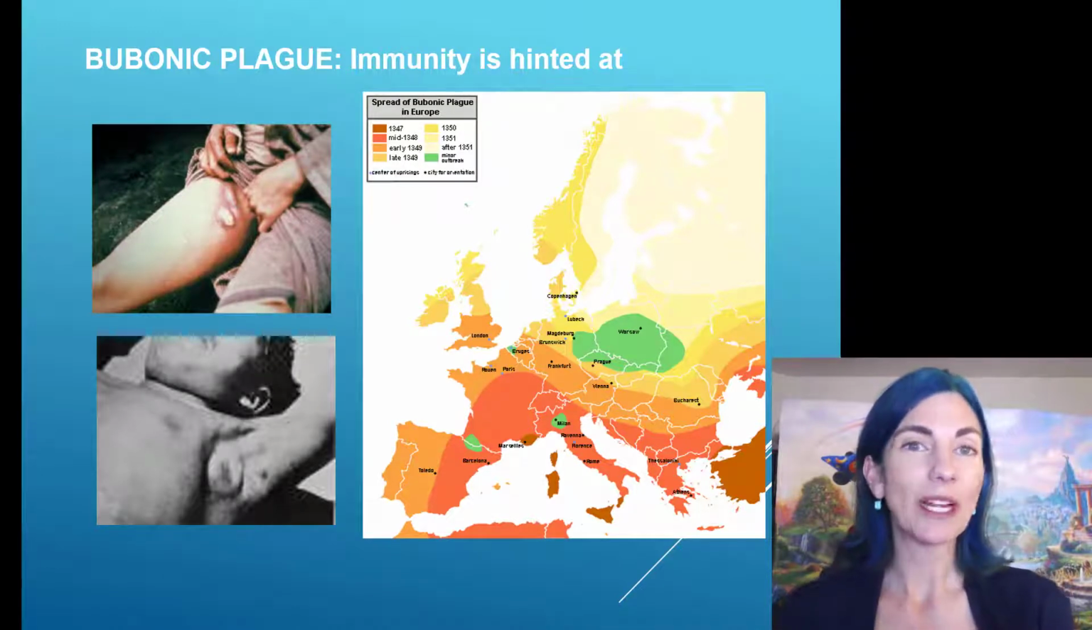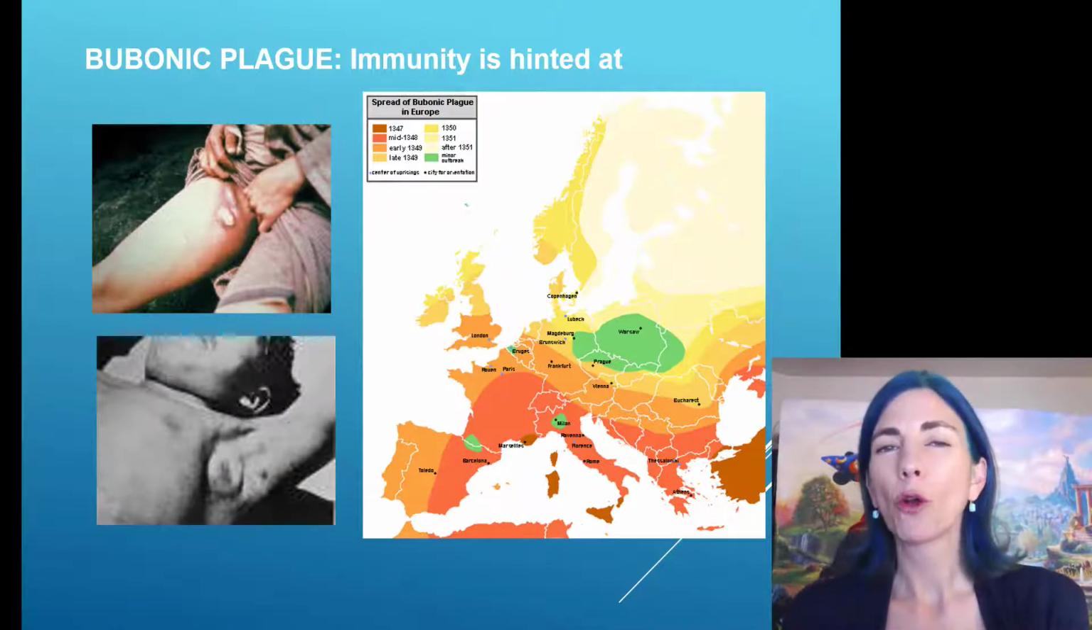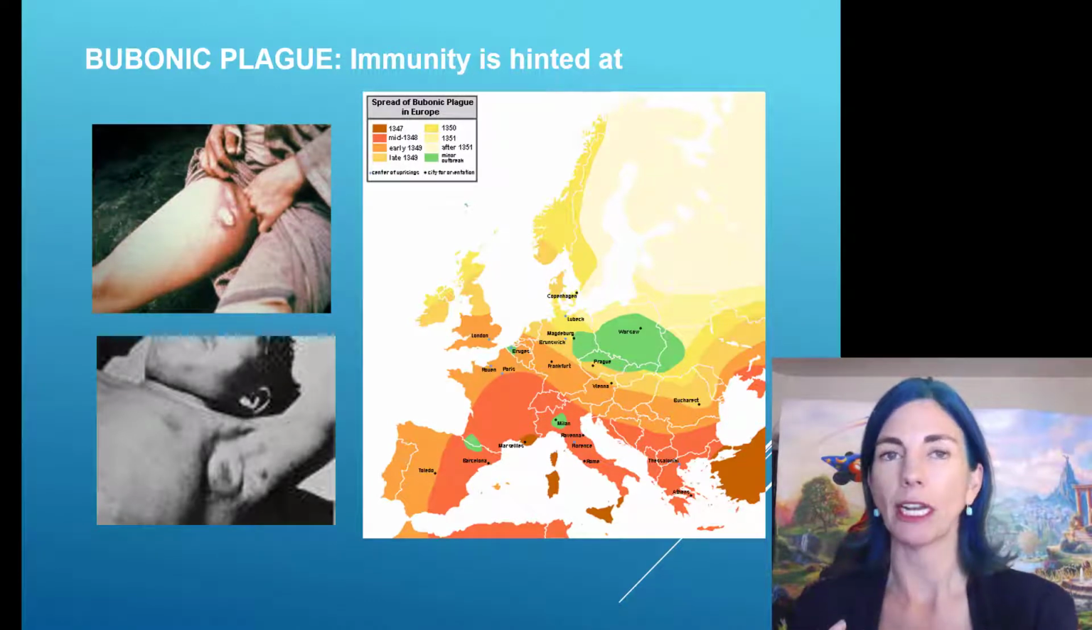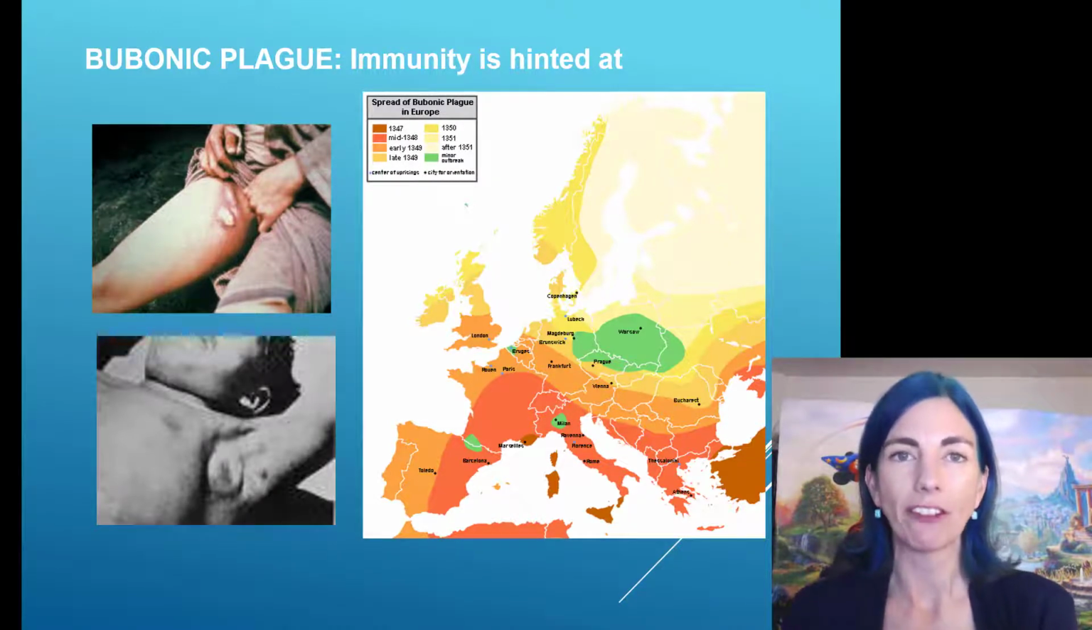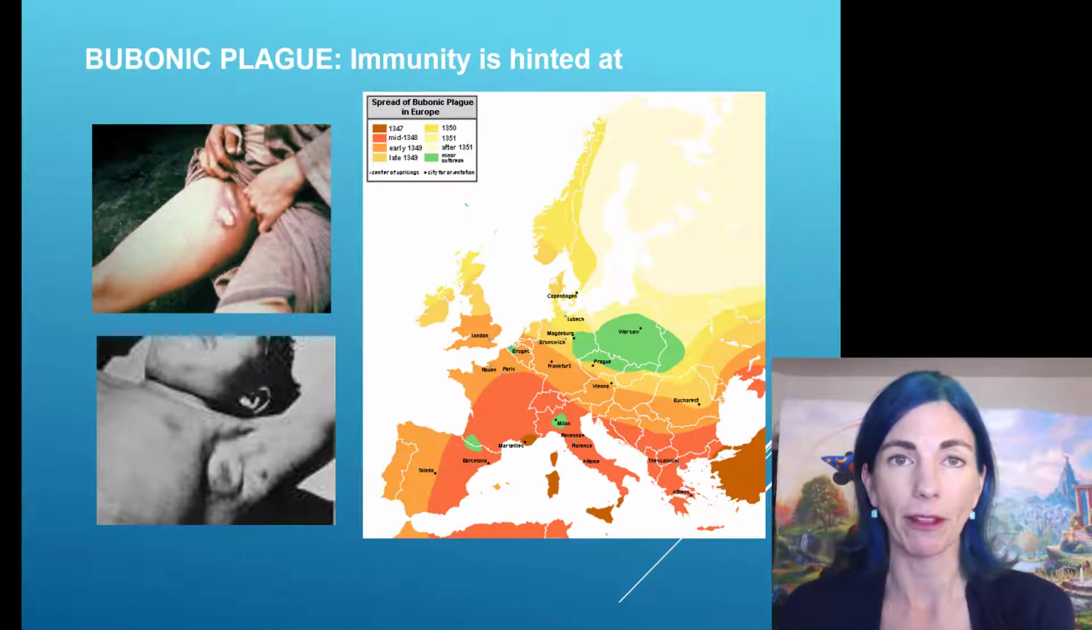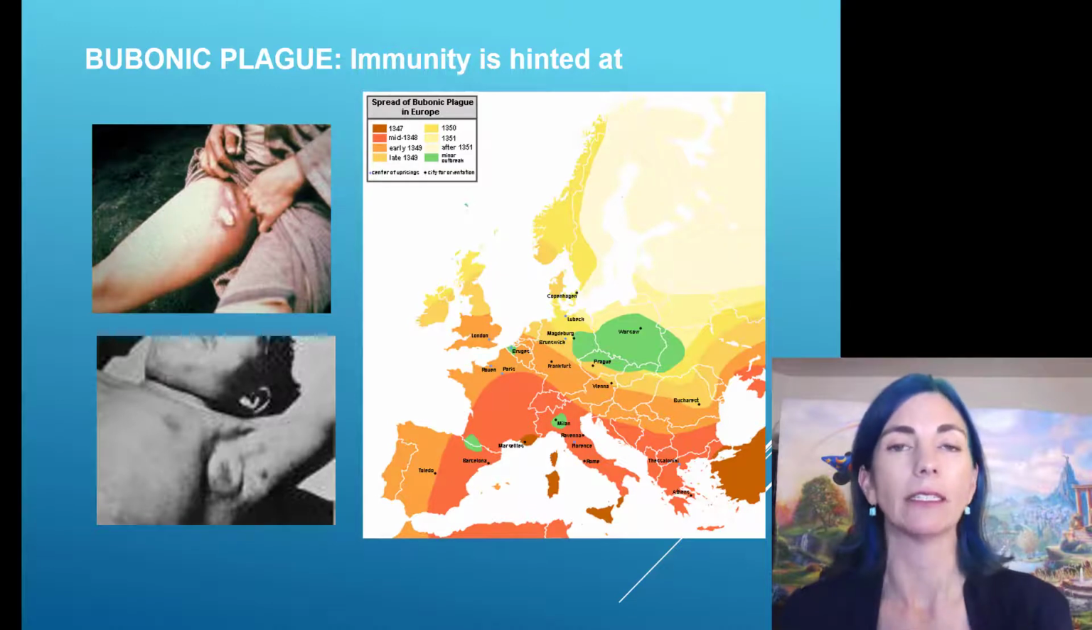So what did we learn from the bubonic plague? Quarantine did not work because it wasn't really a human-to-human transmission. It was transmitted mostly by fleas, and since fleas were everywhere during that time, you couldn't really get away from the fleas, even in palaces.